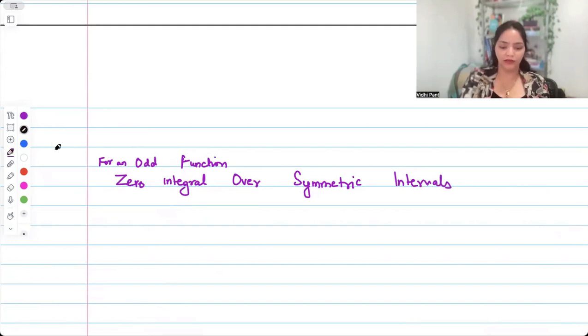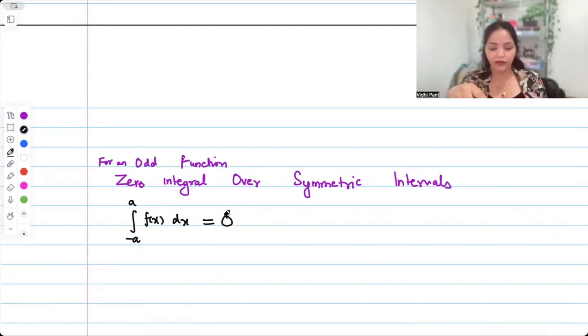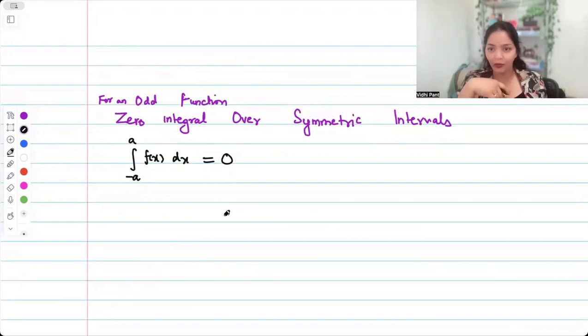What does this mean? Well, this means that if you are looking at the area from minus a to a of f(x) dx, that will be 0. And that happens because the positive and negative areas will cancel out and you will get 0. This is a very important one, especially when you have some MCQs and you have to use it.